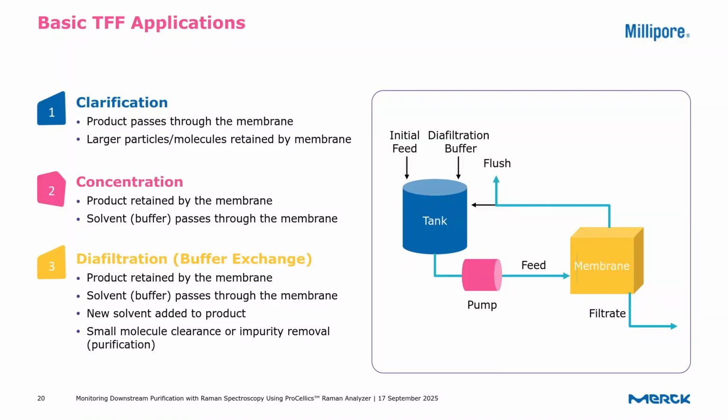Third is diafiltration, where we also see product retained by the membrane, and you're also passing buffer through. But in this case, you're also adding new solvent to your tank and changing the buffer medium that your product is in. There are multiple reasons to do that. There could be an impurity in the initial buffer system the product is in. The new buffer system could increase the stability of your product, or it could make your product more compatible with being injected into a patient, so being put into its final formulation.